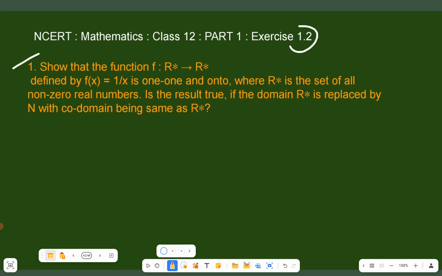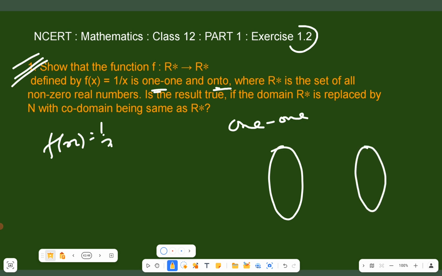Number 1: show that the function f from R star to R star defined by f of x equal to 1 by x is one-one and onto. Let us carefully understand one-one. Suppose A is a set and B is also a set.